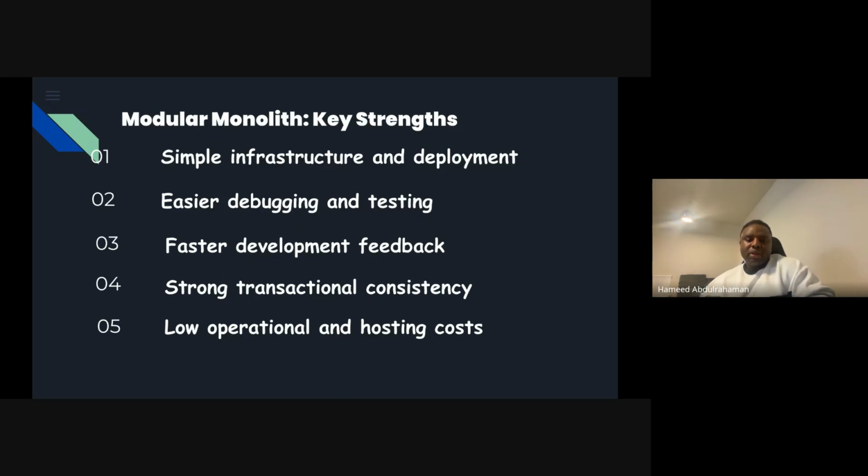Then you think about the operational costs and hosting costs. It's easier for you to host a singular unit of an application compared to having multiple applications hosted. So you could scale it vertically, because you just keep increasing the computing depending on the number of users and usage.